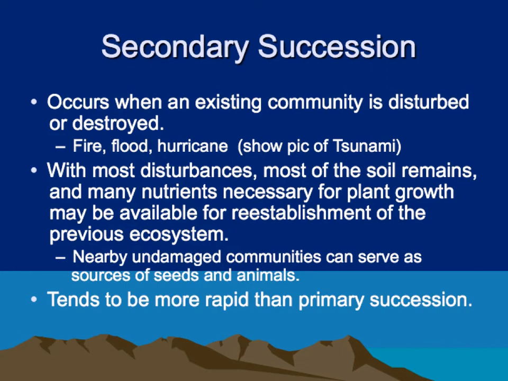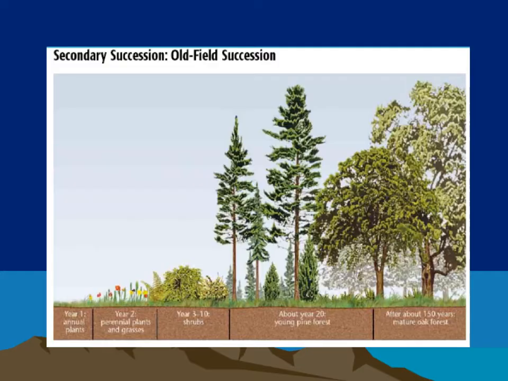Secondary succession occurs when an existing community is disturbed or destroyed, so fire, flood, hurricane. In most of these disturbances, most of the soil remains, which is awesome because many of the nutrients necessary for plant growth are still available there. And nearby undamaged communities can serve as a source of seeds and animals, and this tends to be a lot faster than primary succession.